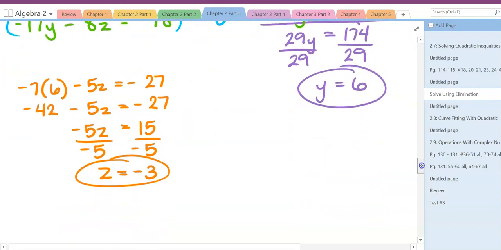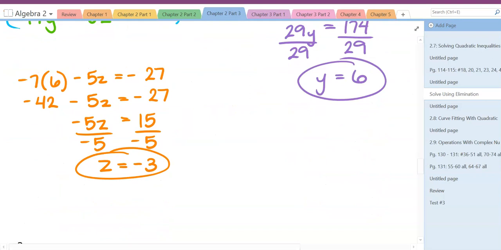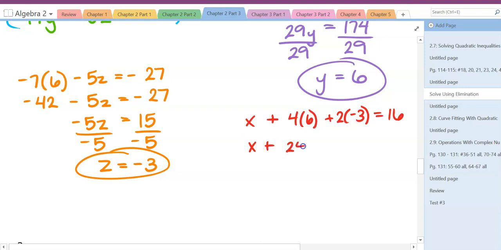Again, it doesn't matter which one you go back into. I'm just going to use the very bottom one. So it says x plus 4y, so that would be 4 times 6, plus 2z, so 2 times negative 3, equals 16. So I have x plus 24 minus 6 equals 16. So I'm going to take 16, I'm going to add 6 to it, I'm going to subtract 24. Or you could combine 24 and 6 and then subtract that over. I'm going to end up getting x equals negative 2.